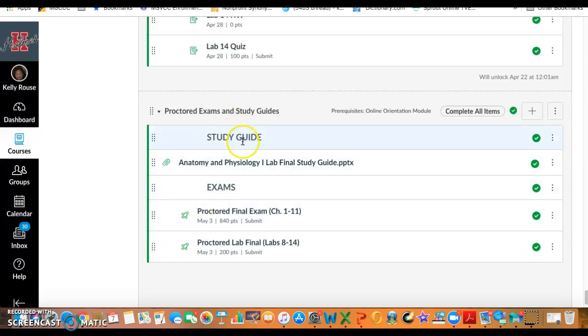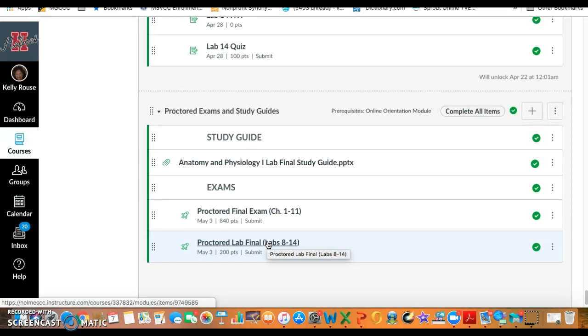You already have access to this. You can see your lab final study guide. You're going to have a proctored final exam and a proctored lab final. You need to make 2 different appointments for these. I highly suggest on 2 different days so that you can focus on each one individually so that you can do your absolute best on them.